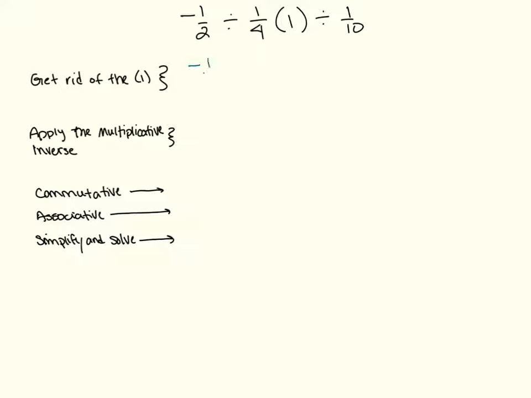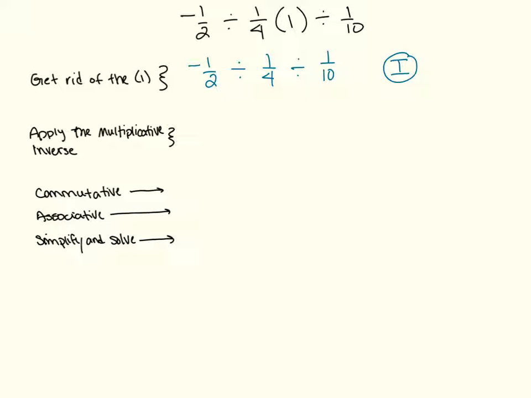So we have negative 1/2, and I'm going to just keep it as a division problem for now. The only thing that's changed is that I did not put the multiplying of 1 in there, because we know that anything times 1 will be itself.